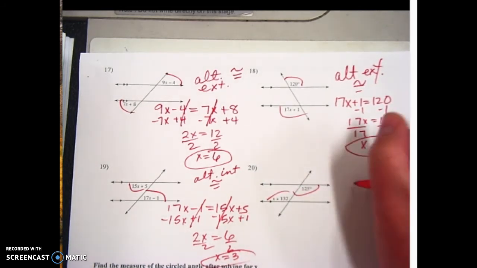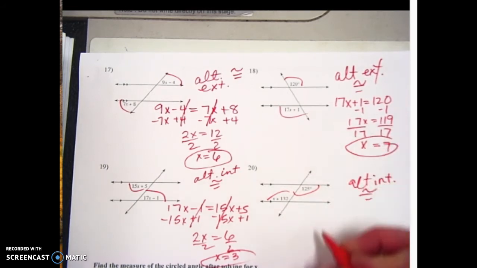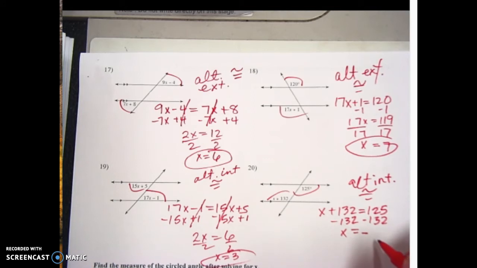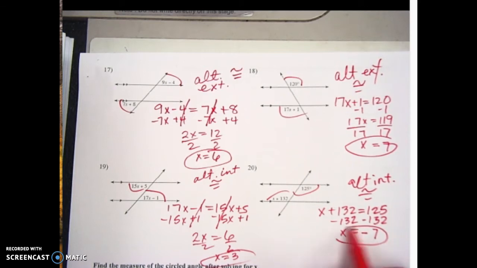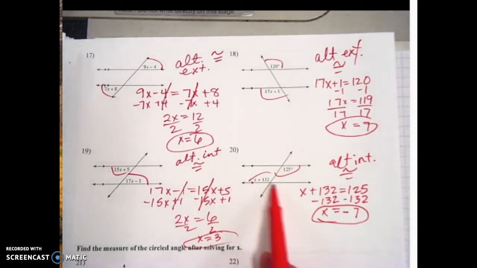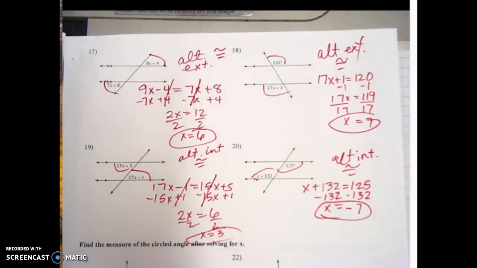Number 20, these are also alternate interior. So they should be congruent. So put an equal sign between the two expressions and then solve algebraically. So we're going to subtract 132 from both sides. And we get x equals negative 7. All right. So it is okay to get a negative answer for your x value. Just you want to make sure that if you were to plug it back in, you wouldn't get a negative value. And clearly, if you plugged negative 7 in here, you wouldn't get a negative value for the angle measure.